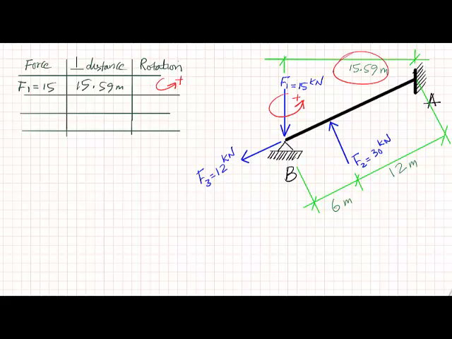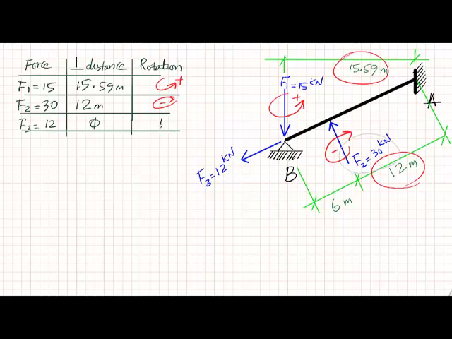Now let's go to F2, and F2 is 30 kilonewton. This F2 is rotating clockwise, which is negative, and has a distance of 12 meters. And F3, which is 12 kilonewton, has no distance and causes no rotation.